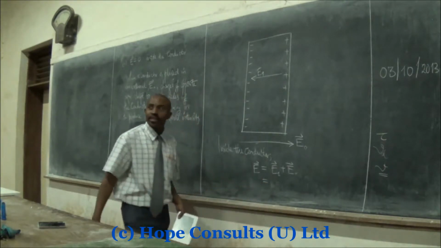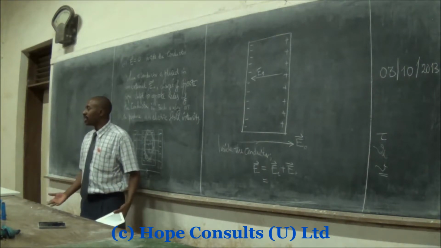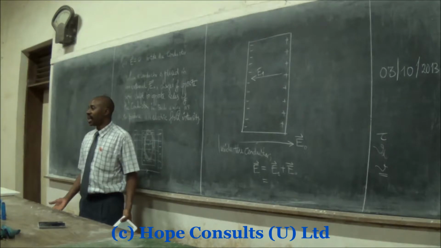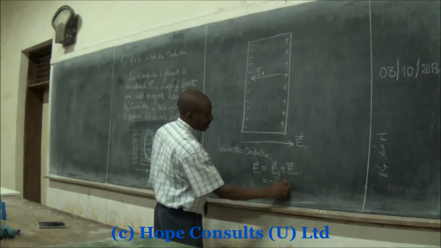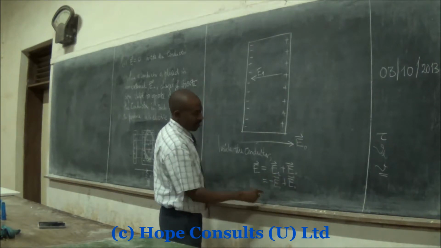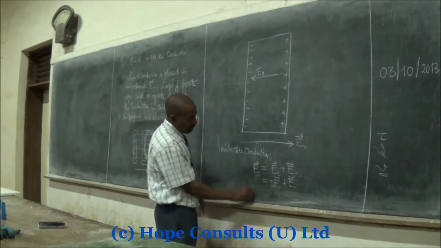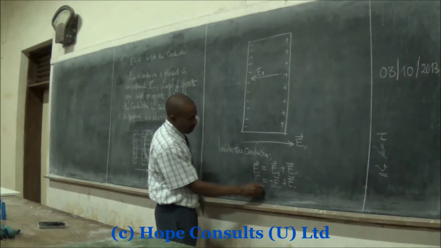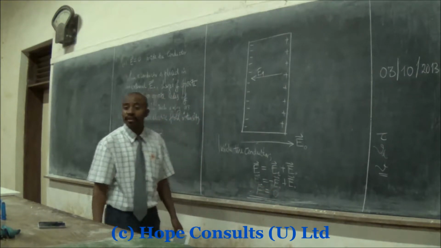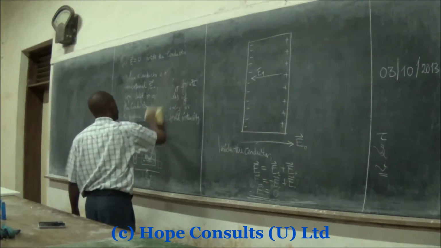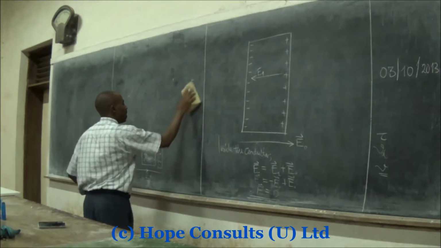And we know that since there are no other charges being planted in, E1 is opposite to E naught. So E1 is equal to minus E naught, plus E naught. Because it is equal but opposite, our E would be equal to 0. So we don't have an effective electric field inside a perfect or ideal conductor.